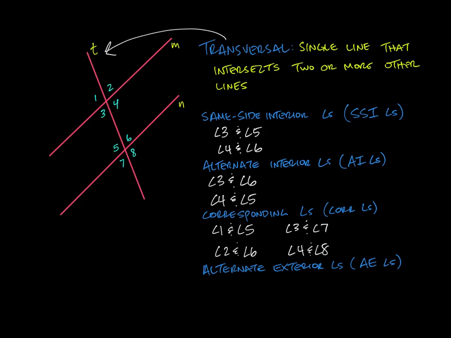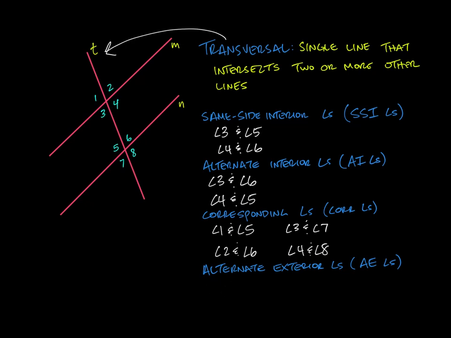The last type of angle pairs that we're going to talk about are called alternate exterior angles. And so it's the first time we see the word exterior appearing. Before we talked about interior angles up here. So these are going to be 2 angles that are in the exterior space, so either below N or above M, but they're on opposite sides of the transversal. That's what the alternate means.